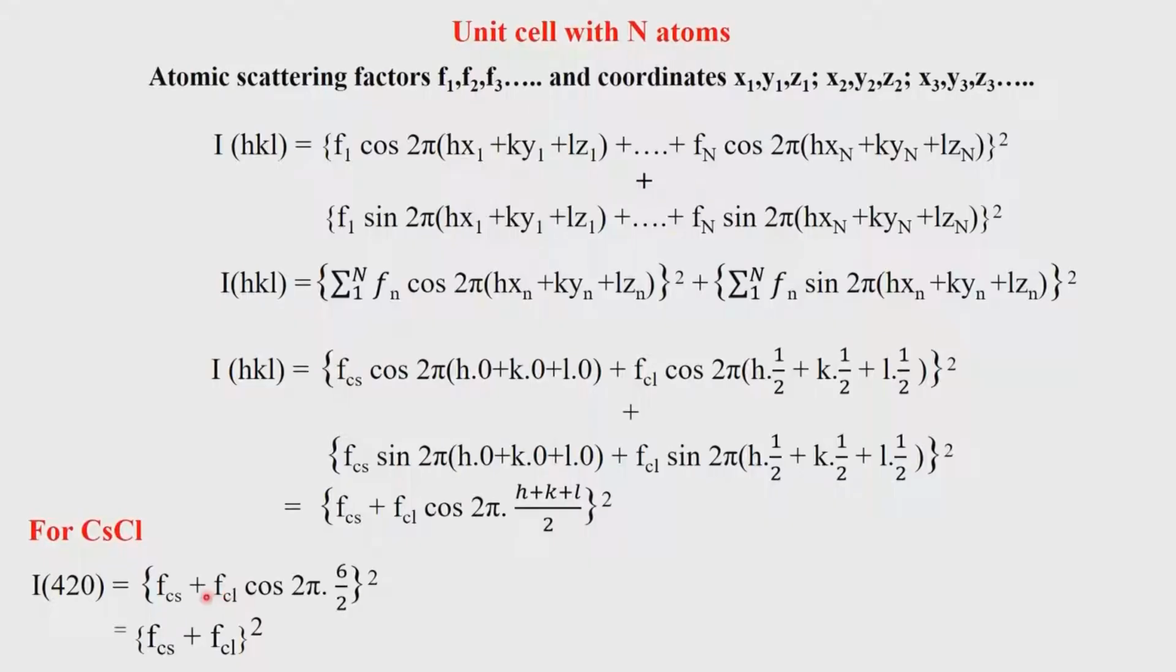Similarly, for f of Cl. Once we have those values fitted in, the cosine value of 2 pi times (h plus k plus l), which here is 6, so 6 divided by 2 happens to be 3 times. It turns out to be a factor of cosine of 2 pi, so the sign becomes plus. So, you will have f of Cs plus f of Cl, squared.